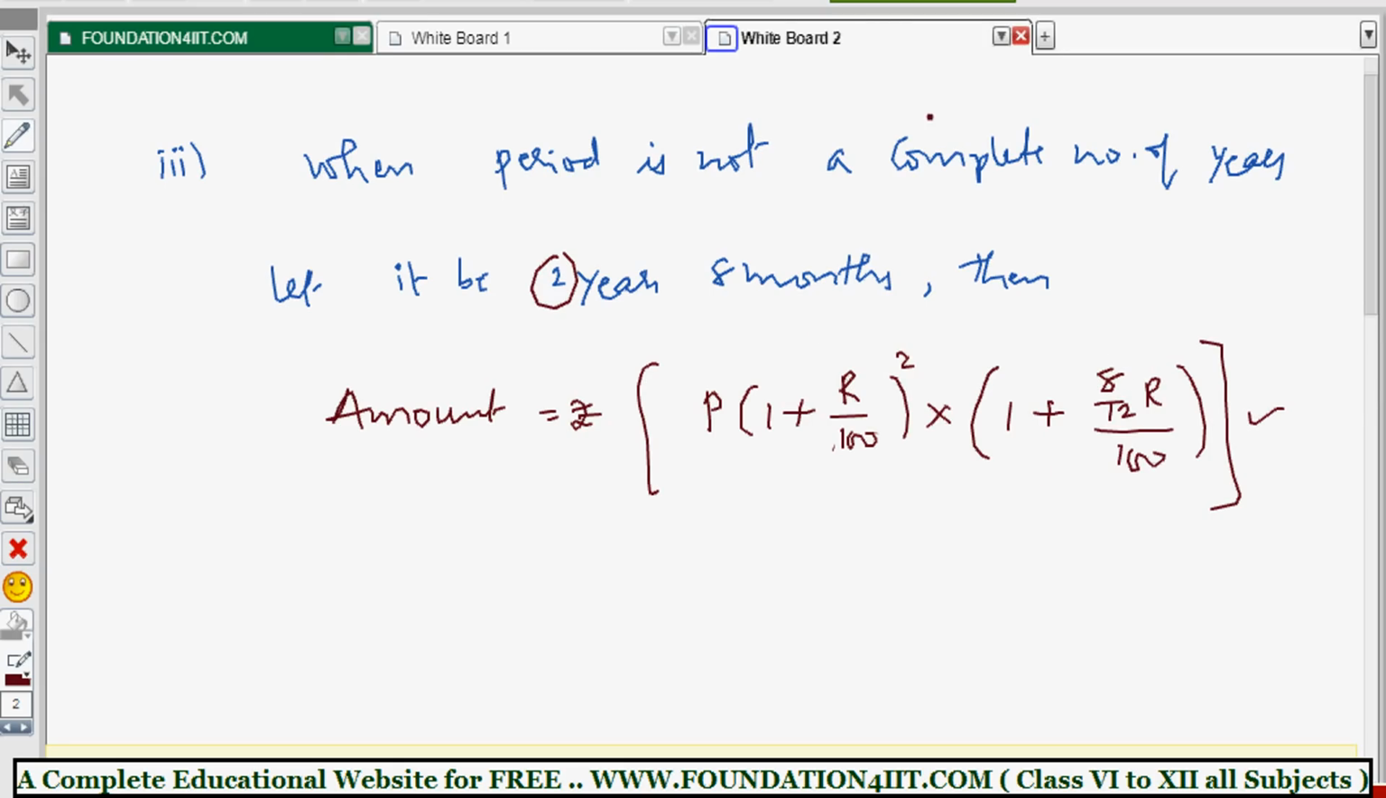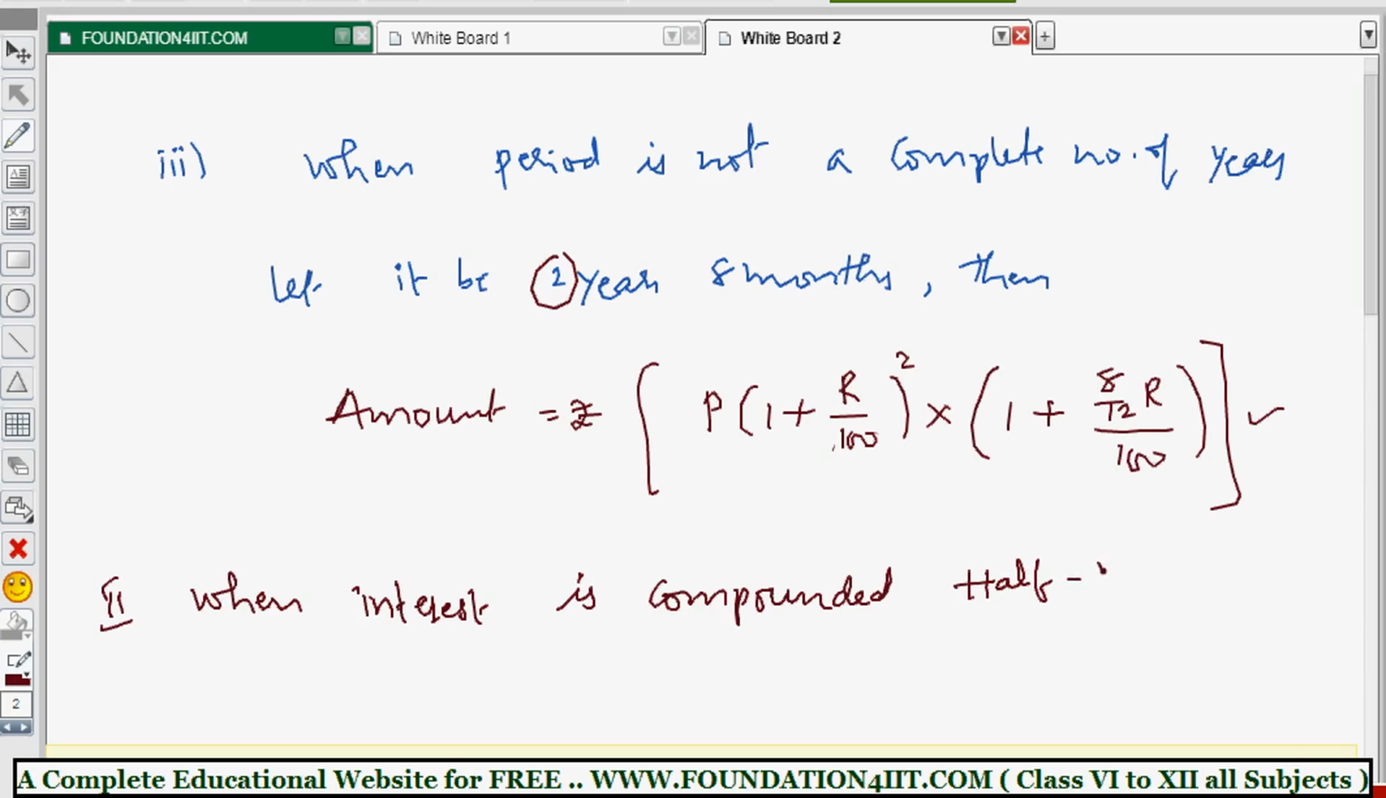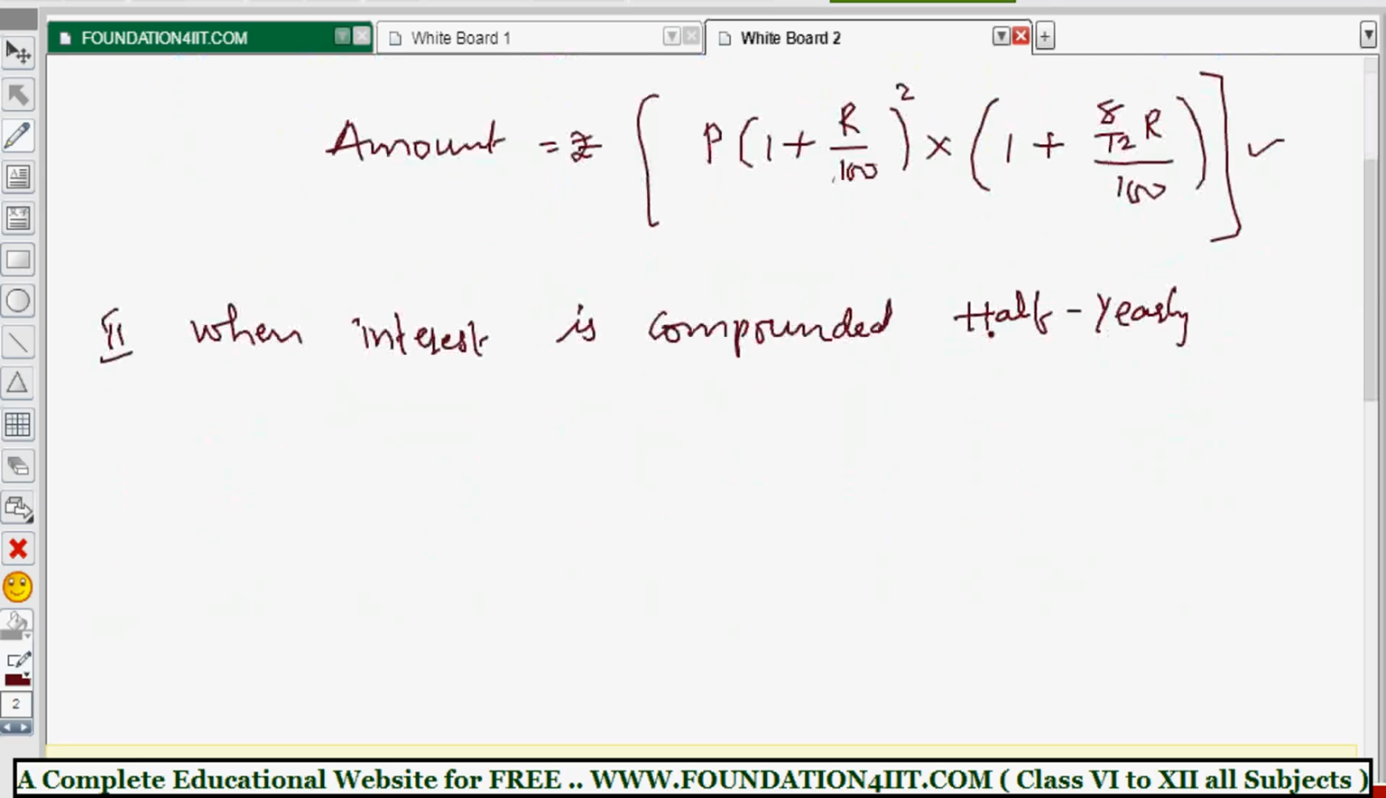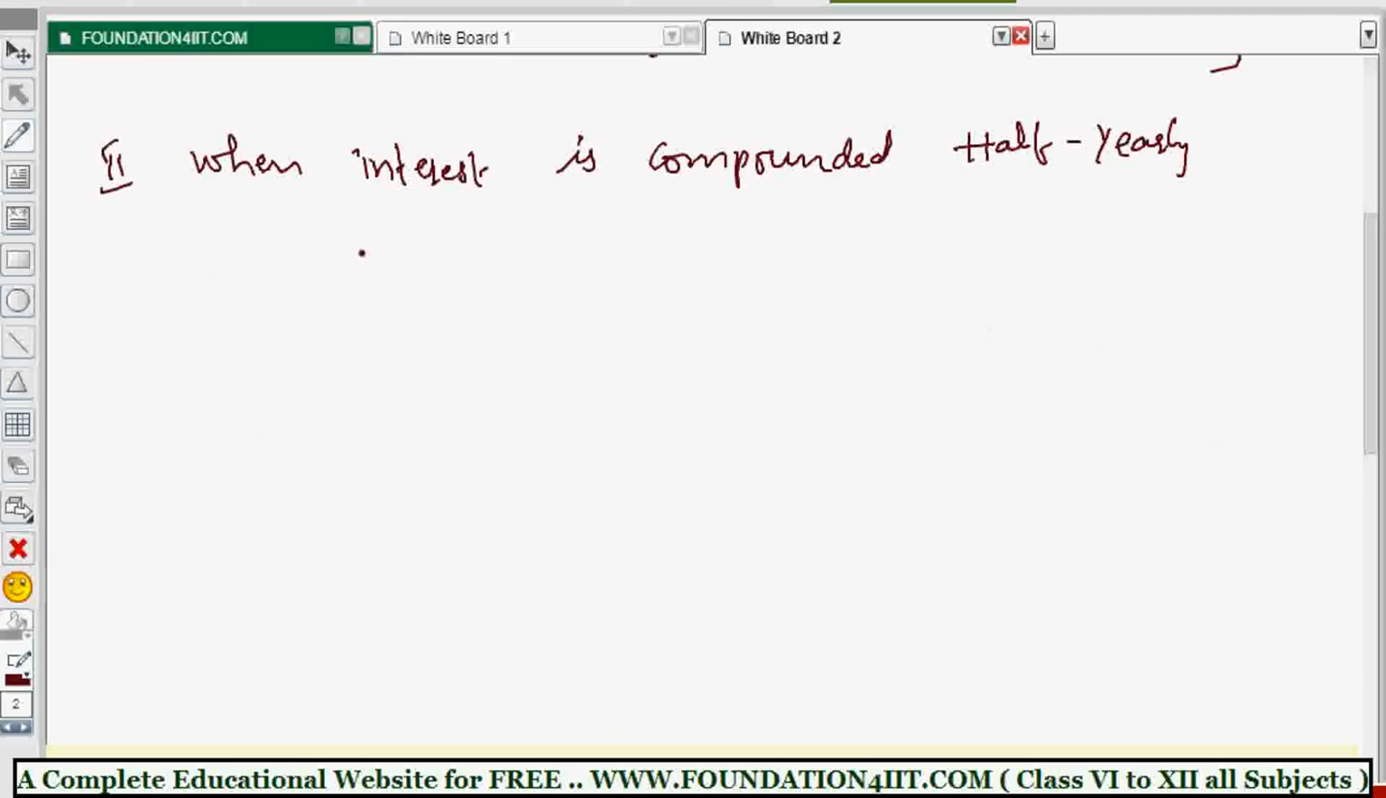Okay. Next, when interest is compounded half yearly. So half yearly problems we have also solved without using the formula. Now in half yearly, how to do? So let's see this. Only change is the rate of interest we need to change.